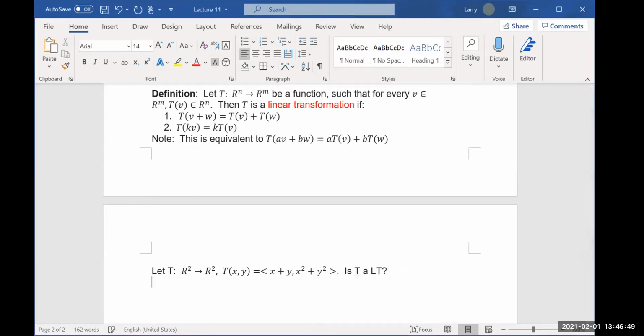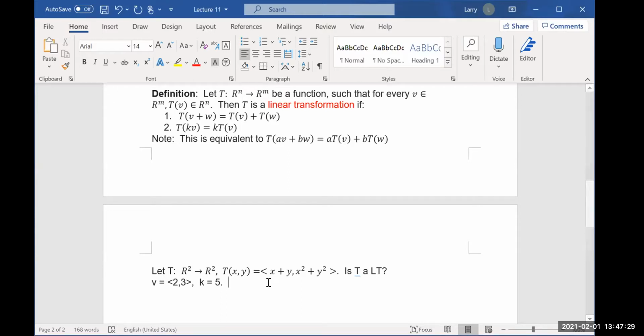Okay, so what we want to do is we want to see, does this work? So let's suppose that V equals, I don't know, how about 2, 3? And let's say K is equal to 5. Sound good? See what happens. Usually when something's not a linear transformation, it just fails with anything you choose as long as it's somewhat random. Okay, not always true, but it's a good try. Just try to put some numbers in and see what happens.